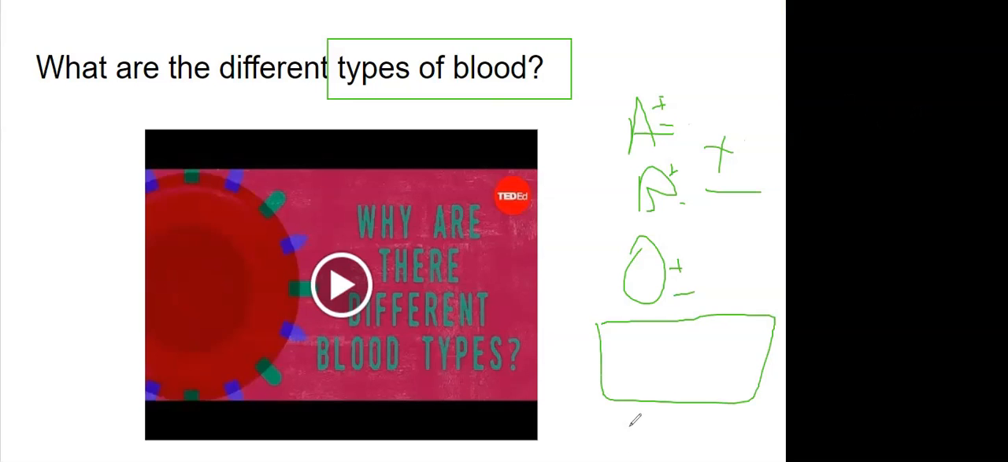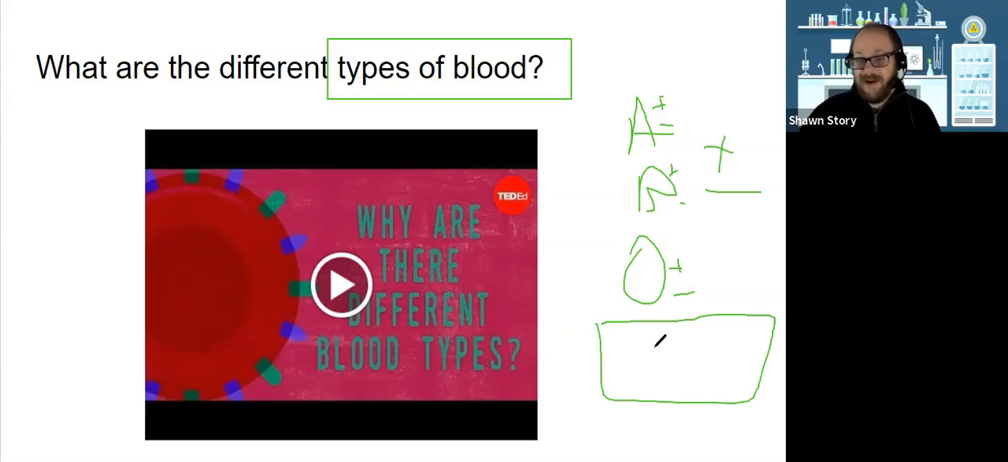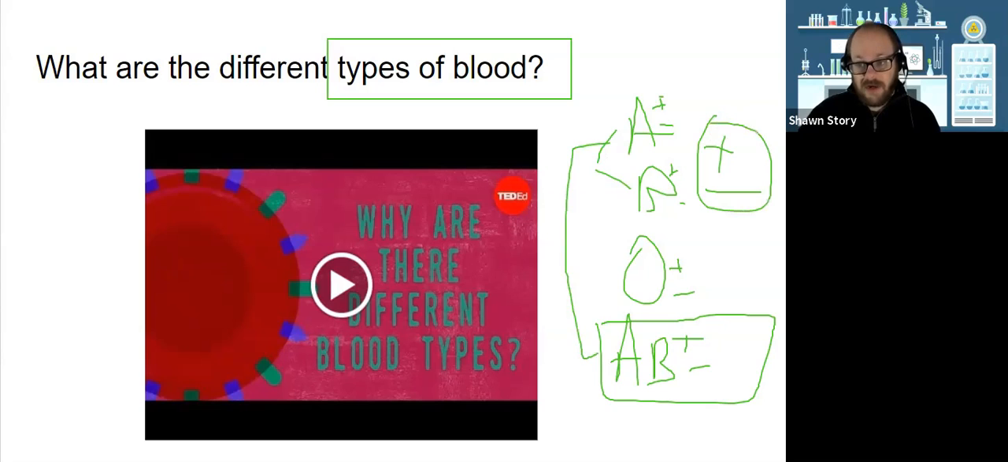I can't remember that one. What else? It's actually a combination of A and B. So it is AB. And that can be AB positive or AB negative. So there are 4 types of blood, 4 blood types, and then they can be either positive or negative.